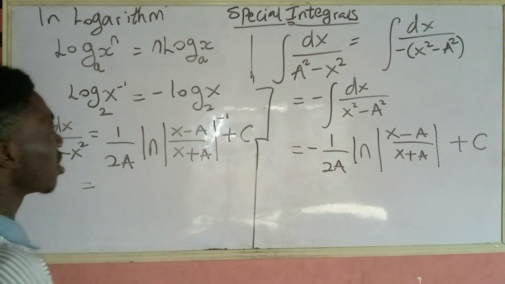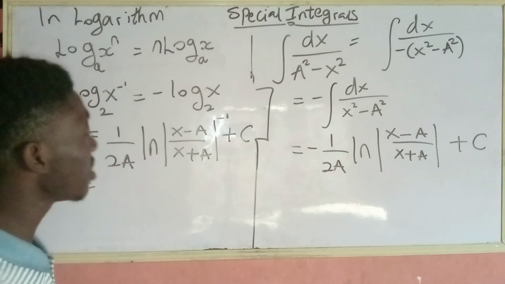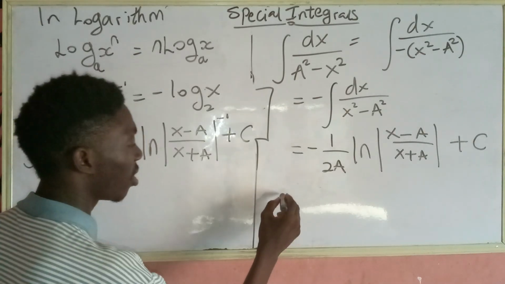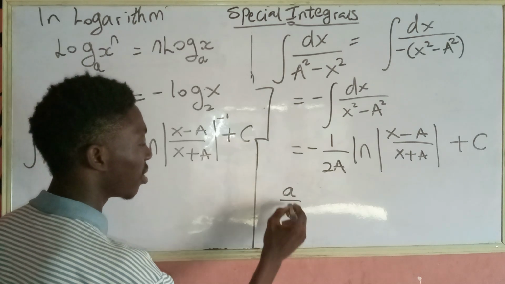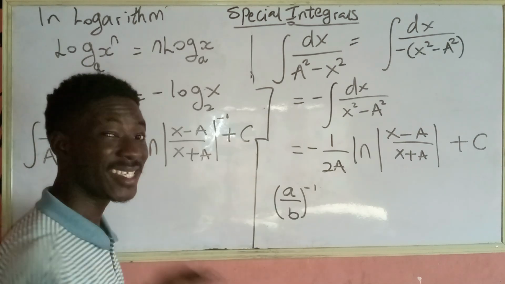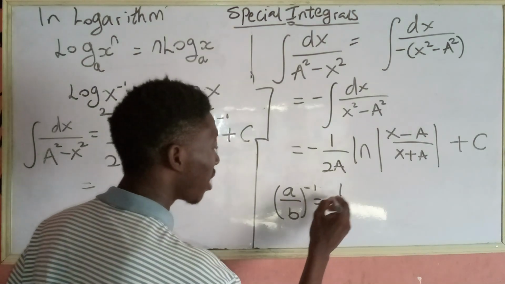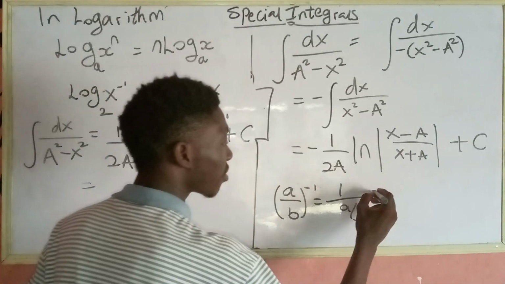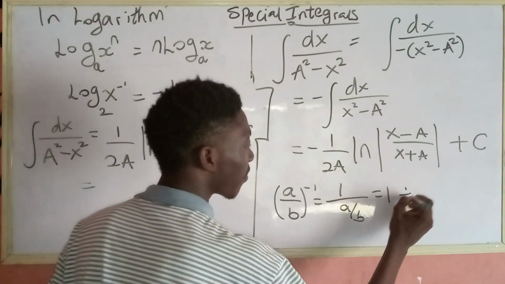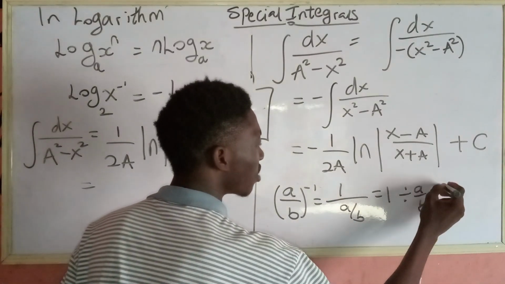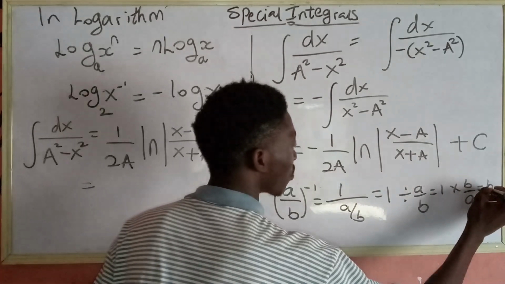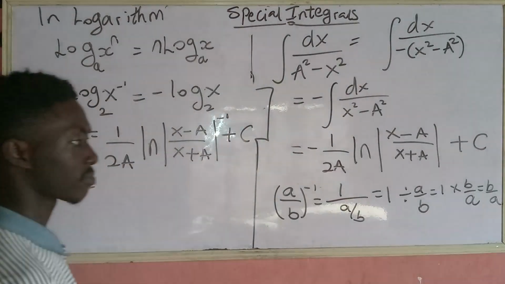And that means now we know this is an indices question. In indices, when you have a over b raised to power minus 1, it is the same as 1 over a over b. And that gives us 1 divided by a over b, which is equal to 1 times b over a, which is equal to b over a.